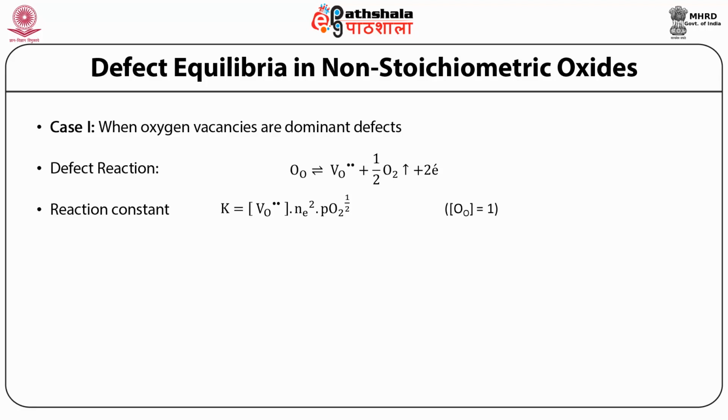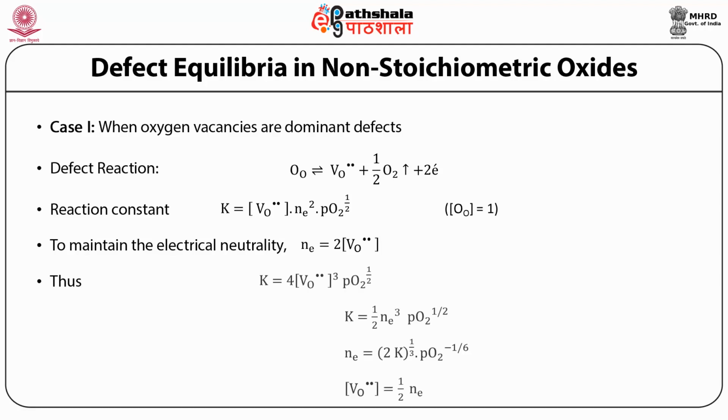Here we assume that the concentration of OO is 1. From the above reaction, to maintain electrical neutrality, Ne is equal to twice of VO double dot. Thus, the reaction constant becomes K is equal to 4 times VO double dot to the power 3 into PO2 to the power 1 by 2. Or we can write K is equal to 1 by 2 Ne cube PO2 to the power 1 by 2.